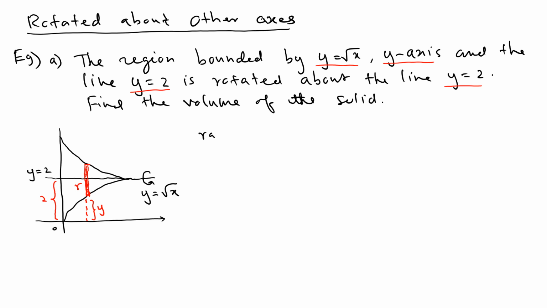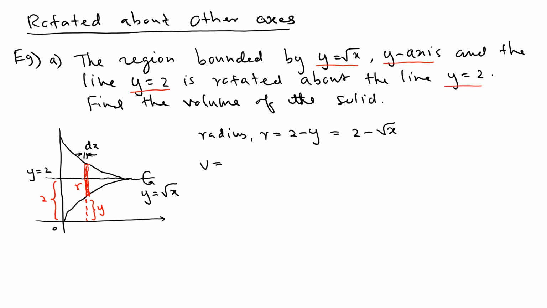So the radius in this problem is r, which simply equals 2 minus the y coordinate. But what is the y coordinate? The y coordinate is simply square root x. So that is the formula, and you can see that this is a dx problem. So that's the dx, which means everything has to be in terms of x. So we have it in terms of x. Now we get the formula.